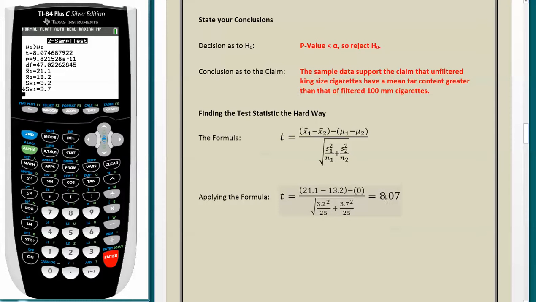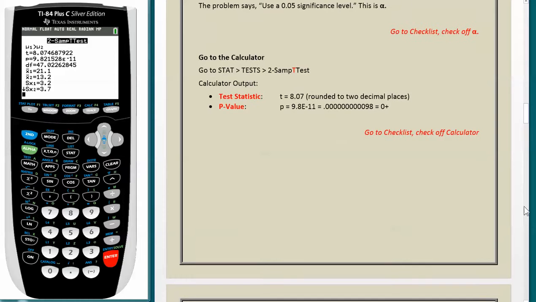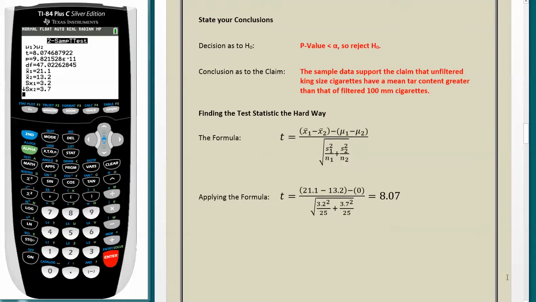You work out all this math and you get 8.07, which I believe is the same thing we got from the calculator. Yes, it is. Sometimes you'll have a little rounding error so that the number you get when you use the formula is slightly different from what the calculator gives you. That's a little rounding error and it shouldn't hurt anything.